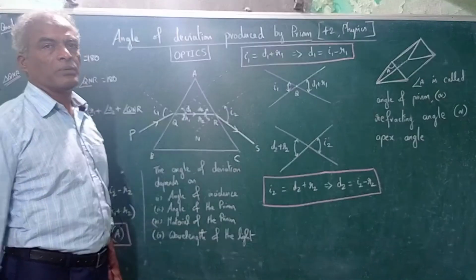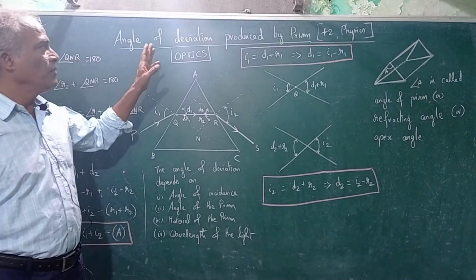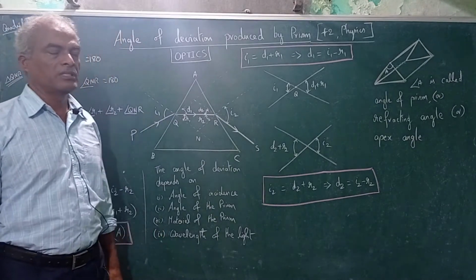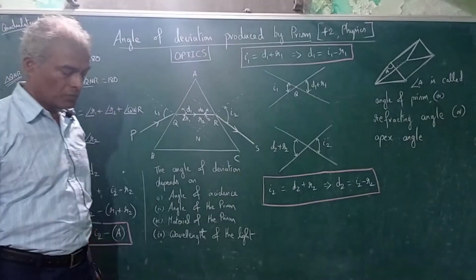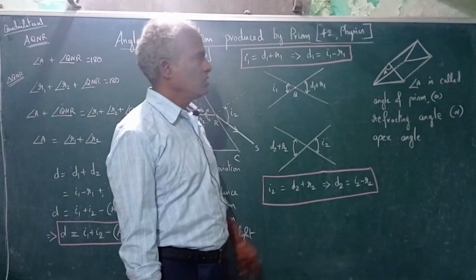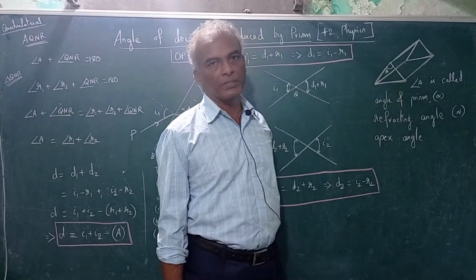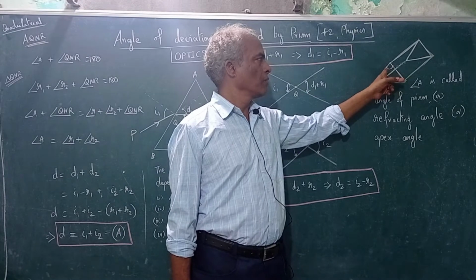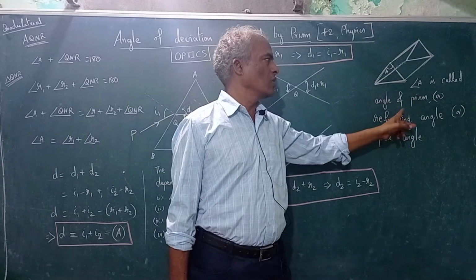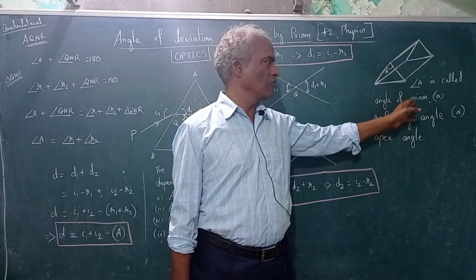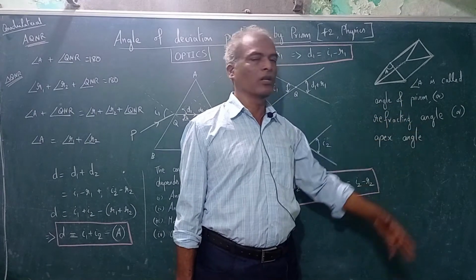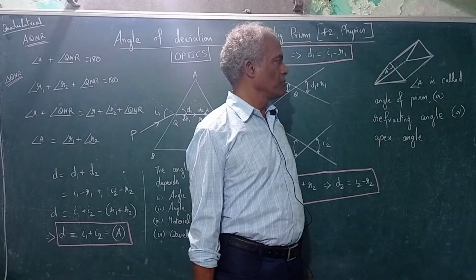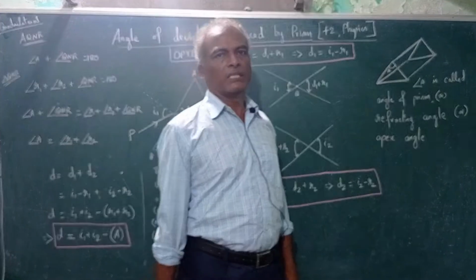So today's topic is about angle of deviation produced by prism, plus 2 physics, chapter optics. Now we will see what a prism is. This is the basic structure of a prism, and we have an angle A. This angle A is called the apex angle, or angle of prism, or refracting angle of prism. This will be the shape of a prism you might have seen in the lab.